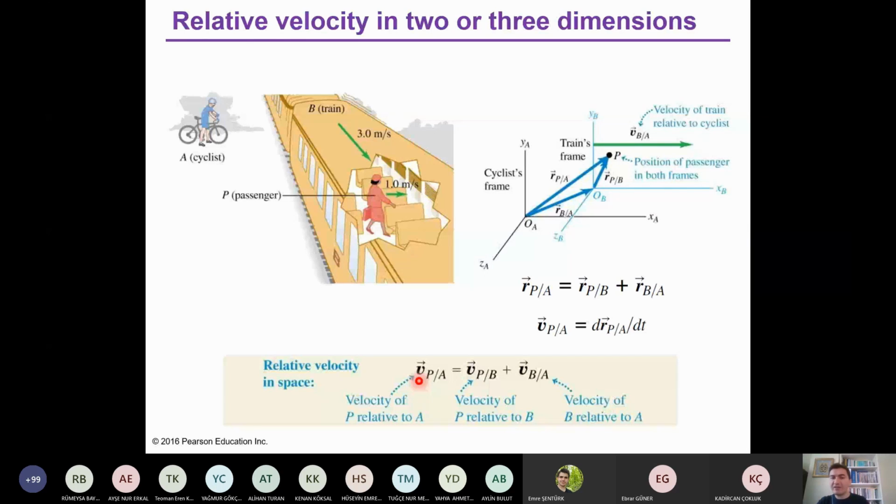Velocity of passenger relative to the cyclist. Velocity of the passenger relative to the cyclist is equal to velocity of passenger relative to the train, plus velocity of train relative to the cyclist. Okay, so in order to find the relative velocity in 2 or 3 dimensions, vector addition will be very helpful.